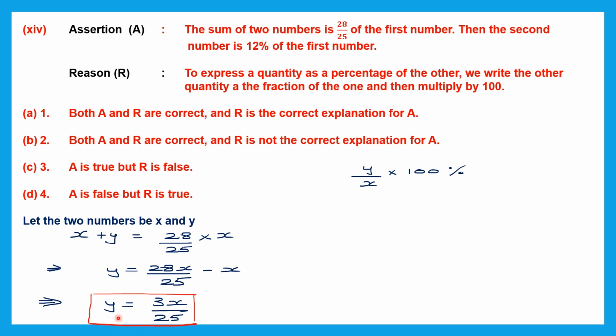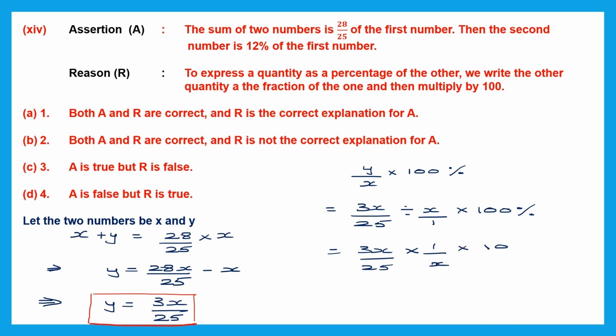We have found out the value of y. Y is 3x by 25. So let's write that: y is 3x by 25, divided by x, into 100%. Let's do this part here. 3x by 25 divided by x. Division changes to multiplication and we write the reciprocal of x by 1. It becomes 1 by x into 100%.